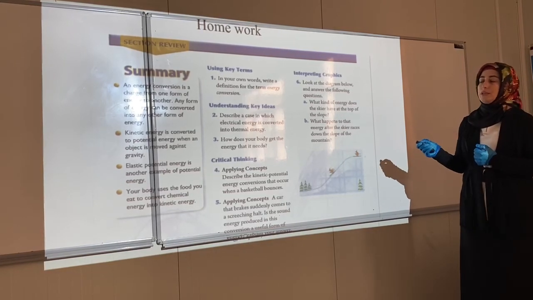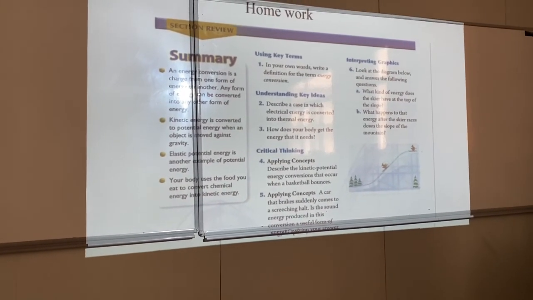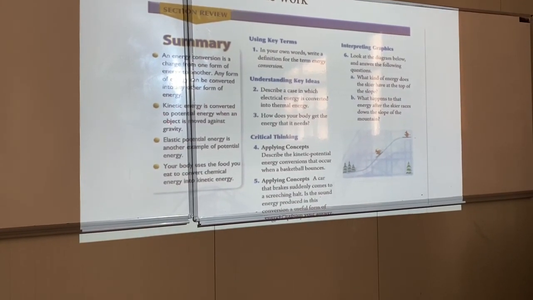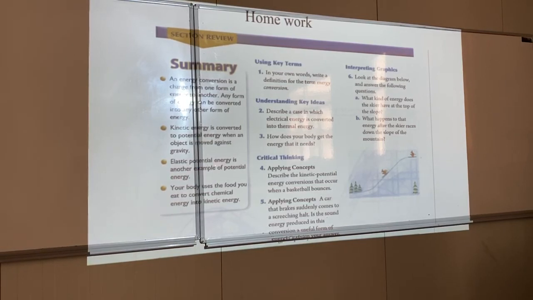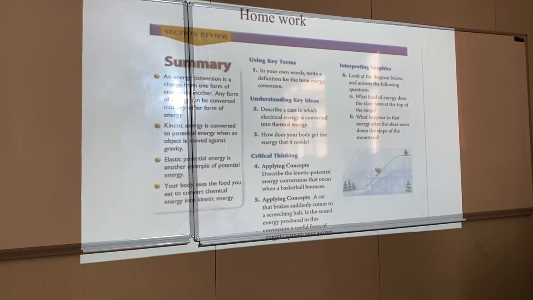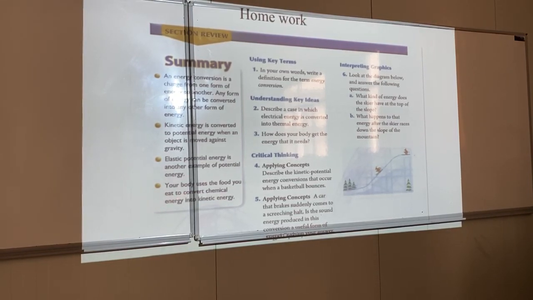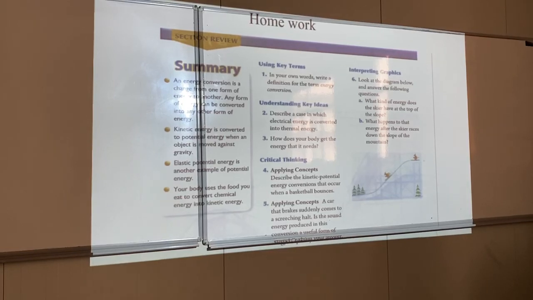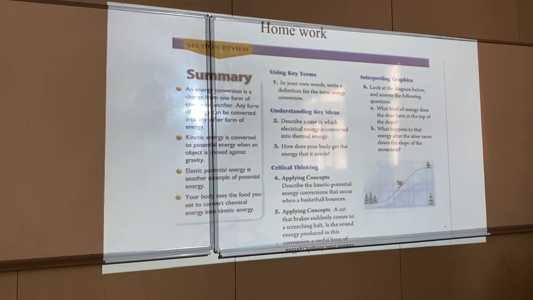As a summary, we learned inside this section that energy conversion is changing from one type of energy to another type, and any form of energy can be converted into any other form of energy. Kinetic energy is converted to potential energy when the object moves against gravity, as we discussed. And elastic potential energy is another example of potential energy. As we mentioned in the previous section, in potential energy, we have elastic potential and also gravitational potential energy. And we know that your body uses the food that you need to convert the chemical energy into kinetic energy, into thermal energy, into potential energy that's stored inside your body. And that's all about this section.